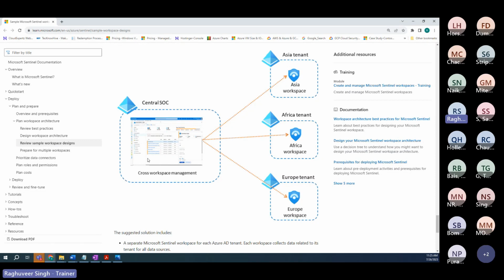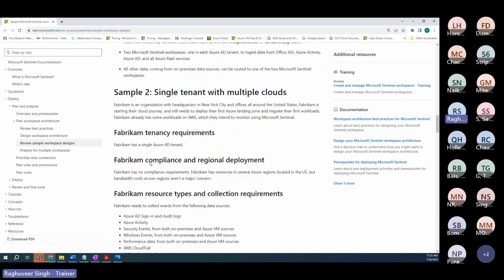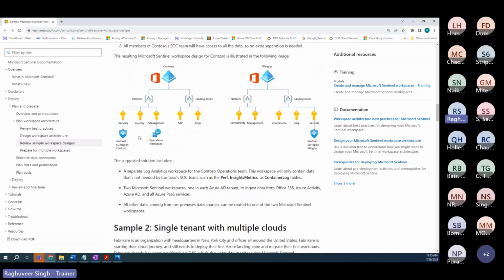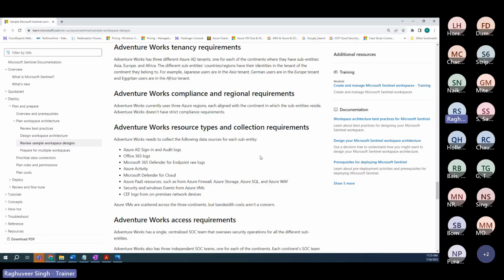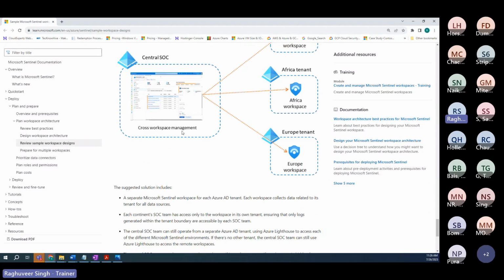If it would not have been a central SOC, if it would have been solution 1 or 2, the sample 1 or 2, then you can see here there's a separate team. But since here it's a centralized SOC, that is why it says cross workspace management.